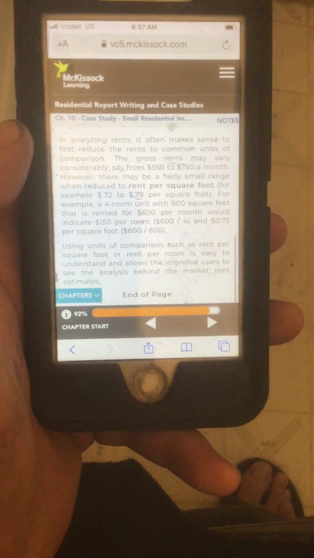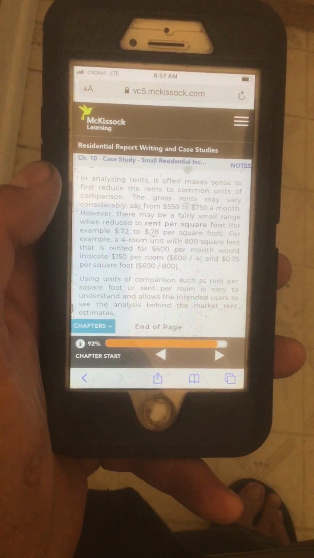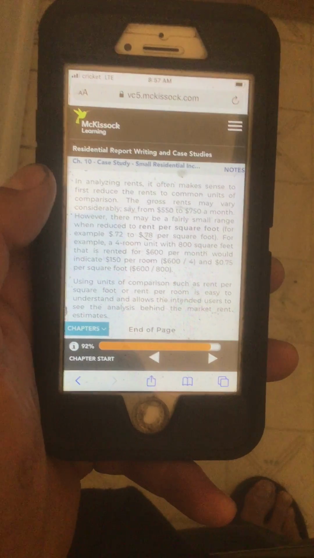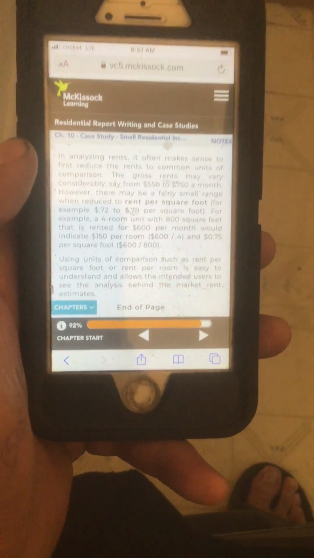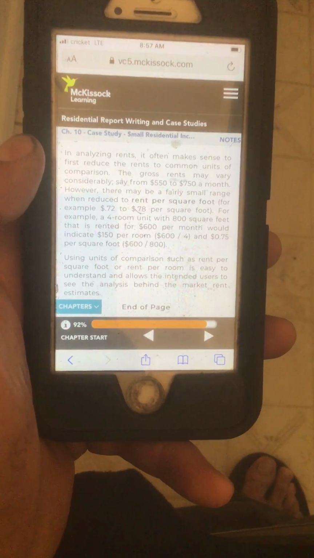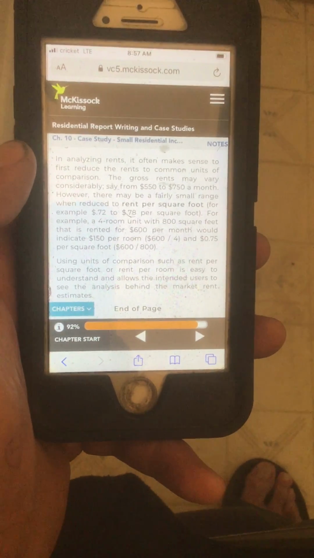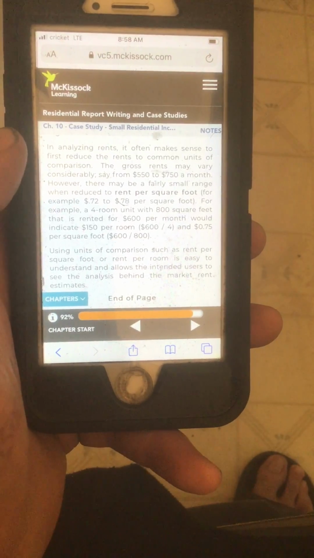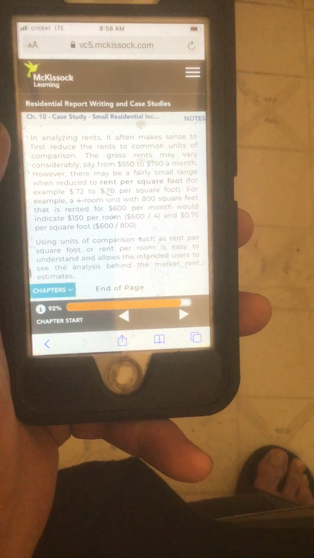reconciliation of the data. In analyzing rents, it often makes sense to first reduce the rents to common units of comparison. The gross rents may vary considerably, say from $550 to $750 a month. However, there may be a fairly small range when reduced to rent per square foot. For example, 72 cents to 78 cents per square foot.